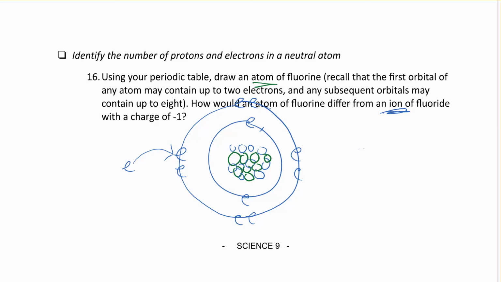Remember, electrons have a charge of -1. Each electron has a charge of -1. So since it gained one more electron, it now has a charge of -1. So that's how it would differ. It stole an electron from something else.